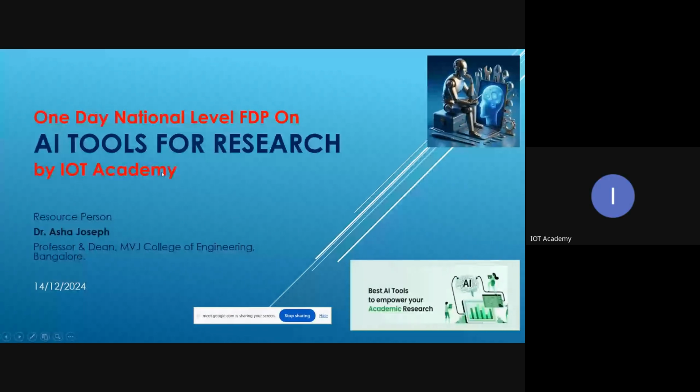Yes, ma'am. So this is a one-day national level FDP on AI tools for research. Myself, Dr. Asha Joseph, Professor and Dean, School of Computer Science and Engineering, MVJ College of Engineering.